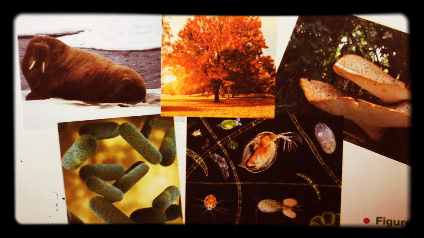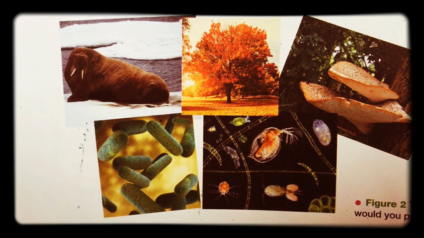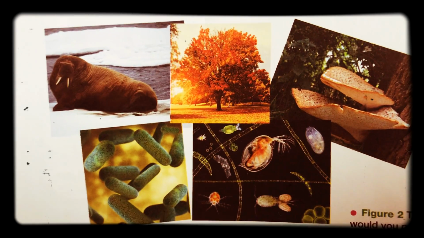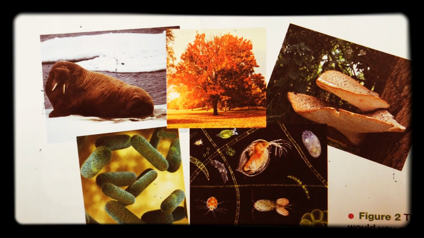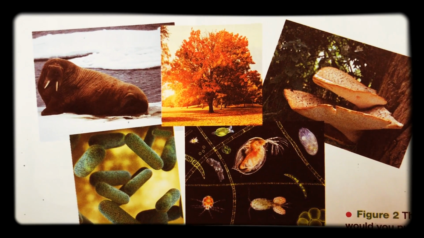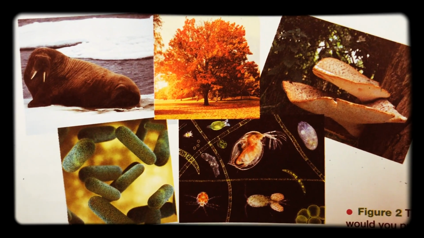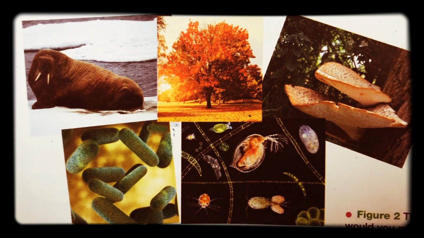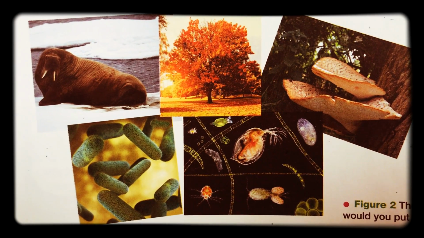Now, if you have a look at the features of the plant, animals, fungi, bacteria, and protists in this picture here, you'll notice a wide variety of features. And there's a wide range of variation, and much of that variation is due to inherited factors. These are called genetic factors. But there is also environmental variation due to environmental factors.